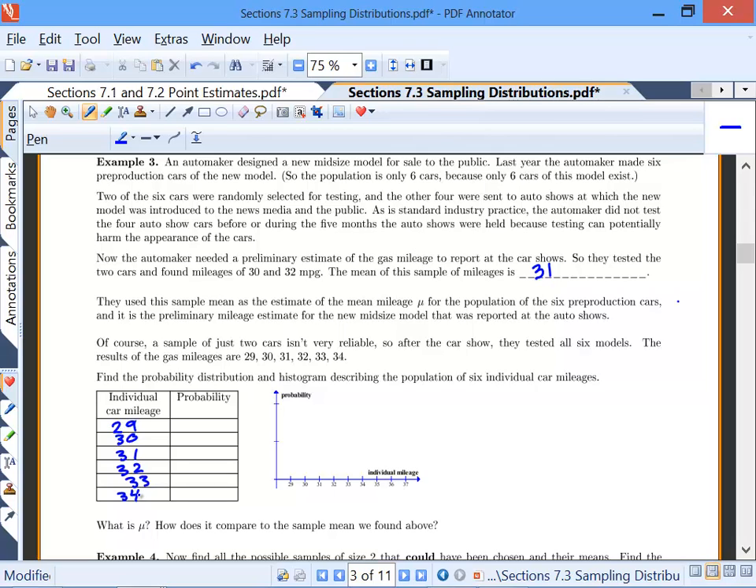Okay. So if you had 6 cars, what is the probability of drawing out that one car that had a mileage of 29? It's going to be 1/6. And in fact, each of these probabilities is going to be 1/6, correct? Okay, so if I'm just pulling out one car at a time, the probability for each individual car is 1/6. So my probability histogram looks like this. Okay. Again, that is for my individual mileage.